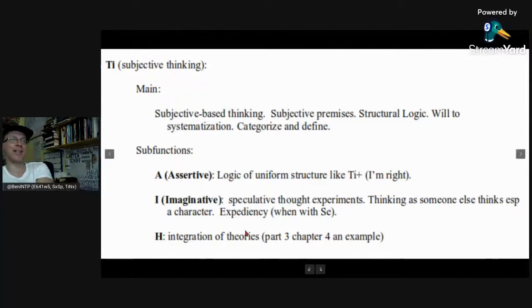Right, so subjective based. Now, this here, will to systematization, I don't really see that in STPs. On a tactical level, say with gambling, various gambling systems, but that's more of an NTP thing, will to systematization. Very much INTP. Even systematize the subfunctions. Logical uniform structure, I'm right.